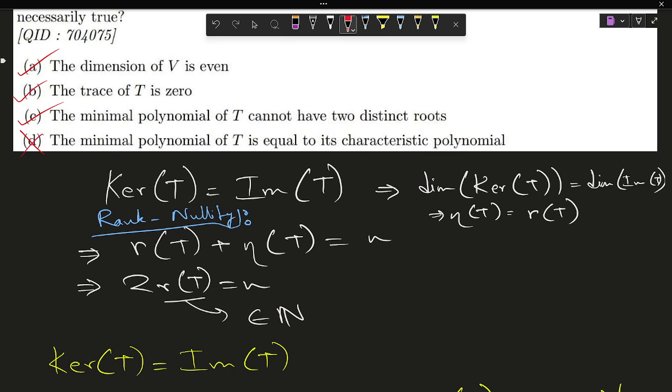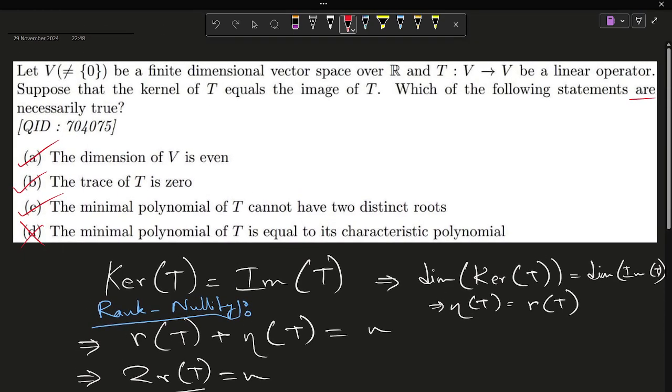So options A, B, C are true for this question. The correct answer of this question is options A, B and C.